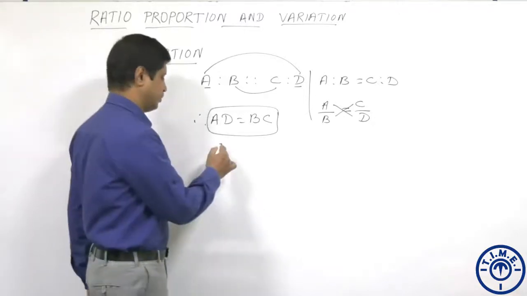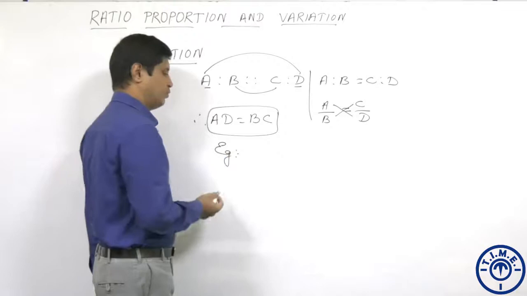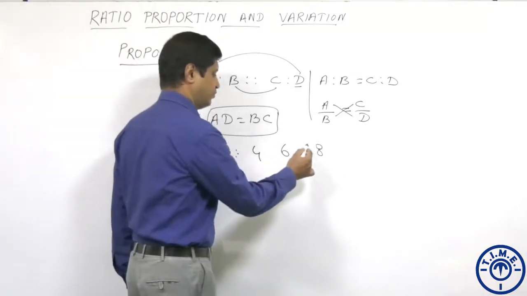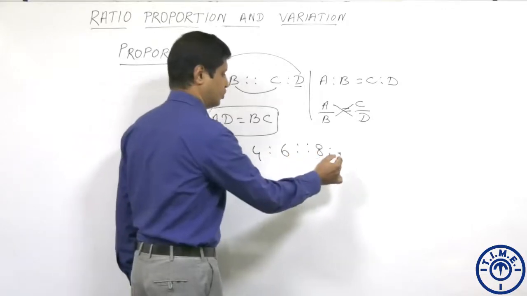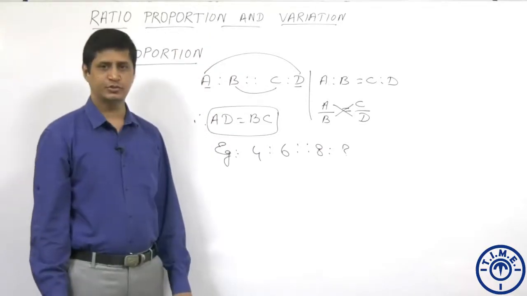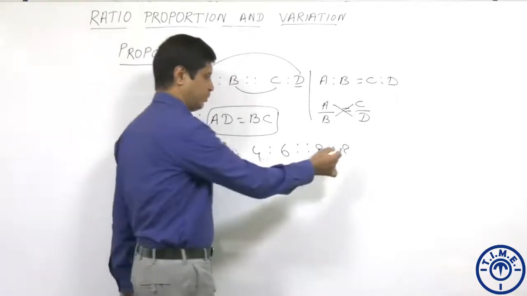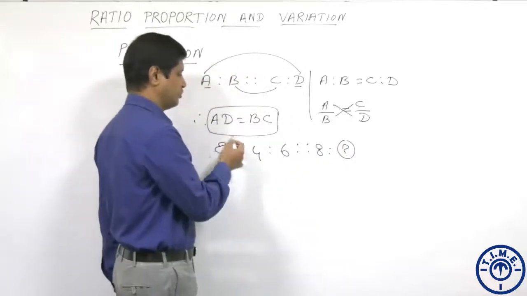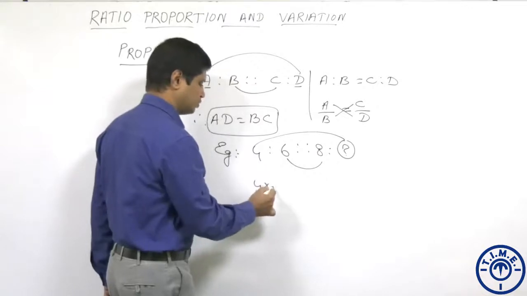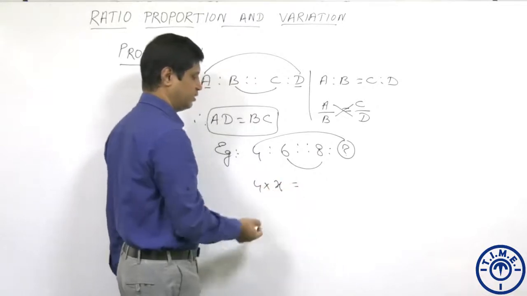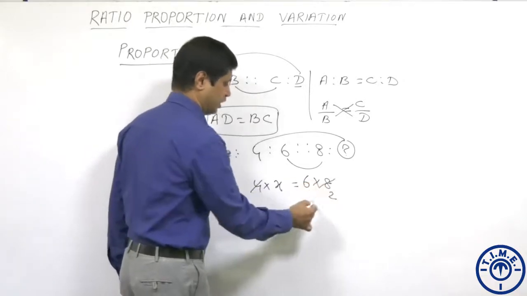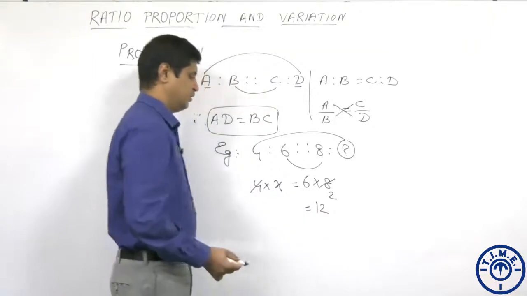Now just look at one example here. Find the fourth proportional of the numbers 4, 6 and 8. Fourth proportional means the ratio 4 is to 6 as 8 is to question mark. The fourth proportional is to be found. Now what is the condition? Product of the extremes is equal to product of means. Now 4 into question mark, I am using x as the unknown variable, is 6 into 8. Solving this, 2 times, the result is 12. The value of x is 12.